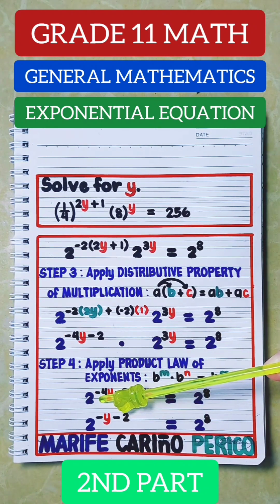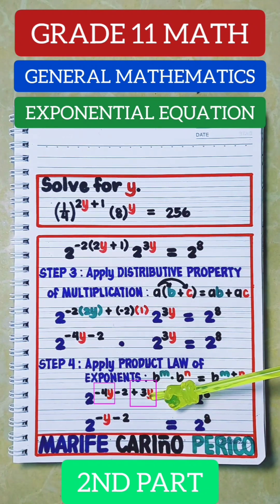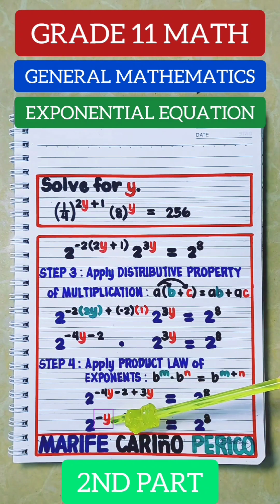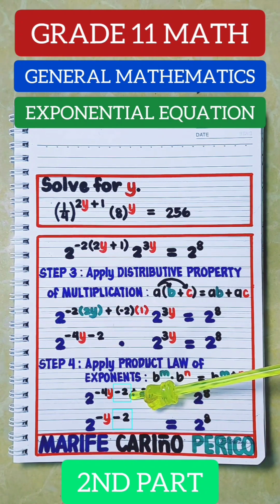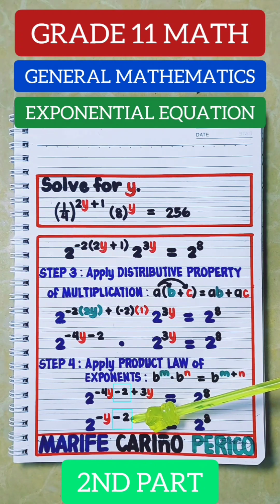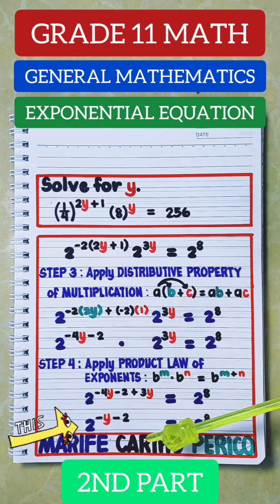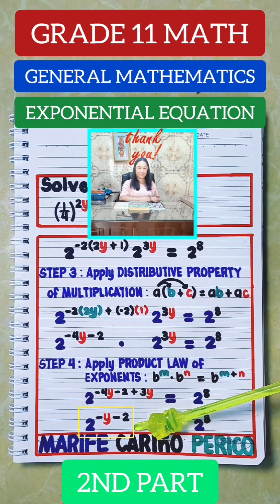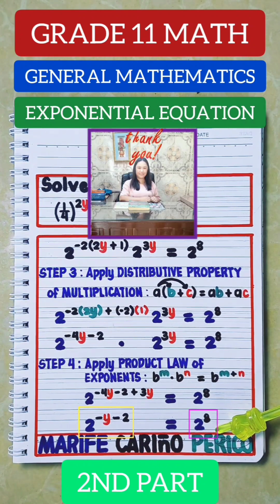Then simplify this expression by combining the variable terms into one. -4y plus 3y equals -y. Then just copy this constant term, which is -2. This expression on the left side becomes 2 raised to the power of -y minus 2. And equate this to the right side, which is 2 raised to the power of 8.